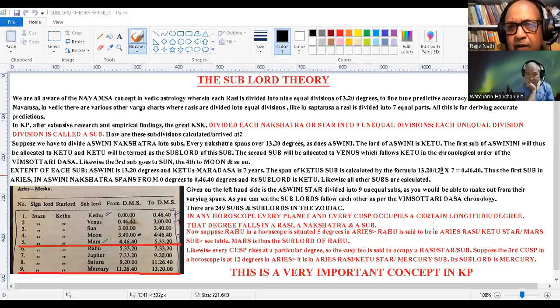So second down, number two. In Ashwini, you have to follow the serial in the Vimshottari Dasha table: after Ketu comes Venus. So how do you calculate the extent of the sub for Venus? 13 degrees 20 minutes divided by, tell me, 120, into?